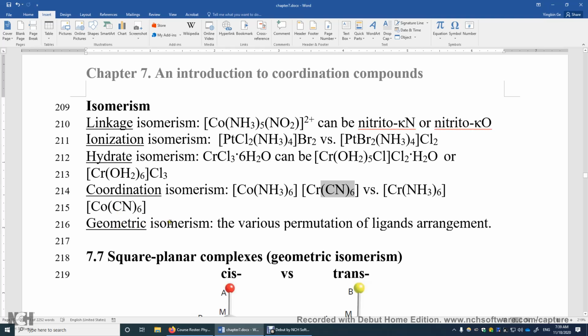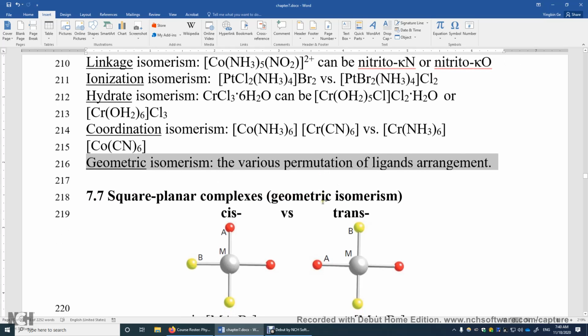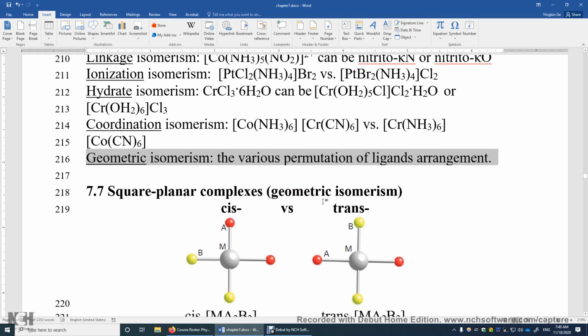And then geometric isomerism, you can do various permutations of ligand arrangement in 2-dimensional or 3-dimensional space. So we'll first talk about this geometric isomerism. Section 7.7, square planar complexes, will focus on geometric isomerism. So we're going to permutate the ligand arrangements.